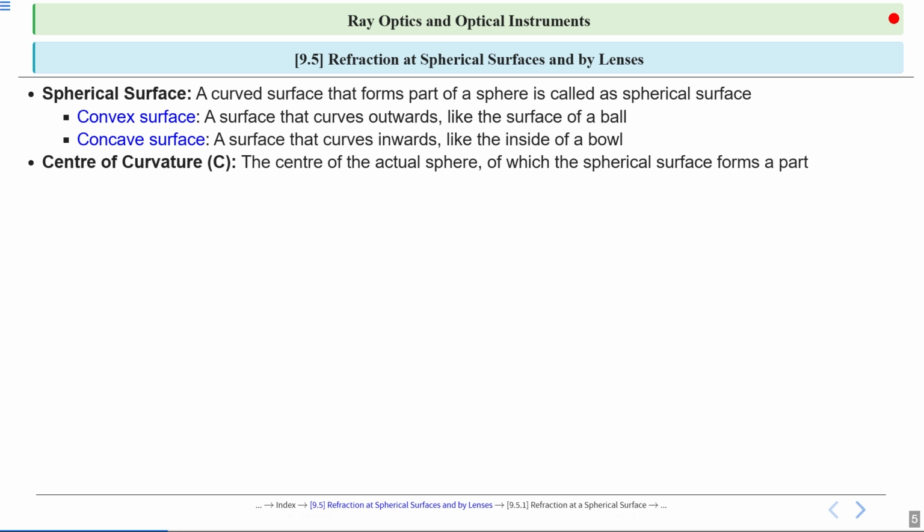Okay, so this point is vital because it helps us understand how light will behave when it hits the surface. Remember, the center of curvature is always outside the lens for a convex surface and inside for a concave surface.